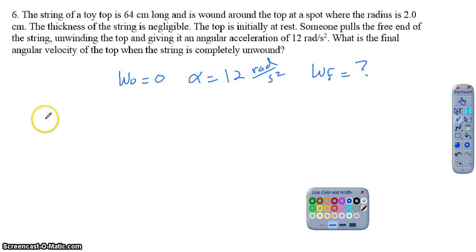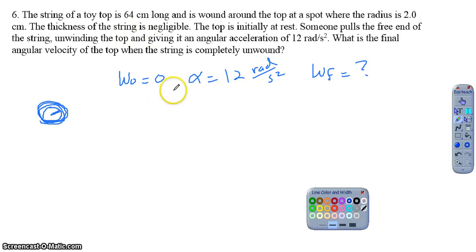Well, if we can kind of picture the top from looking at it from above. So here's my top. It's got a radius of about 2 centimeters, so they give us that radius there. We know 2 centimeters. If the total string is 64 centimeters long, that string is going to wrap around and around and around this top, right? And it's going to do so more than once because that 64 centimeters is going to be more than the circumference of the circle. The trick is, how can we use that 64 centimeters to help us?